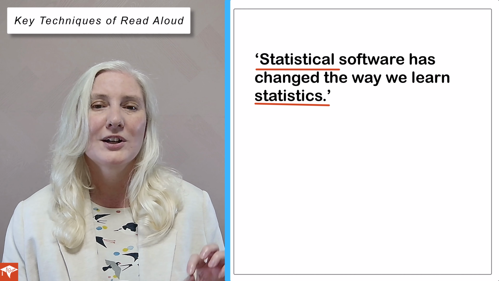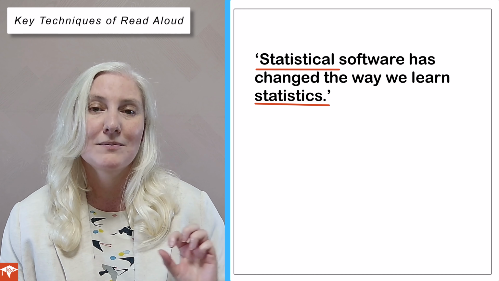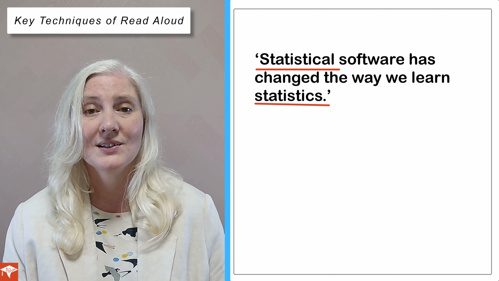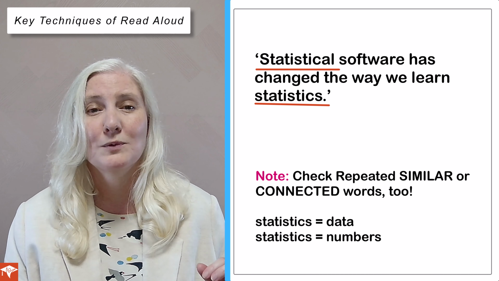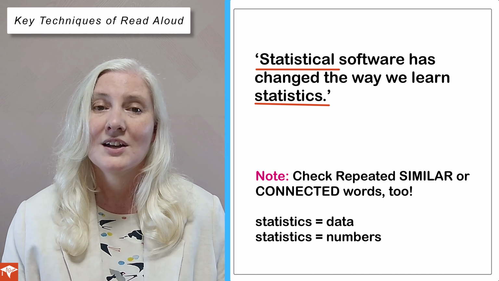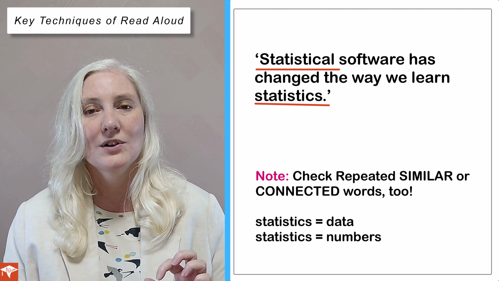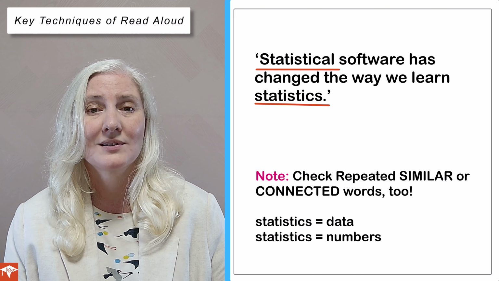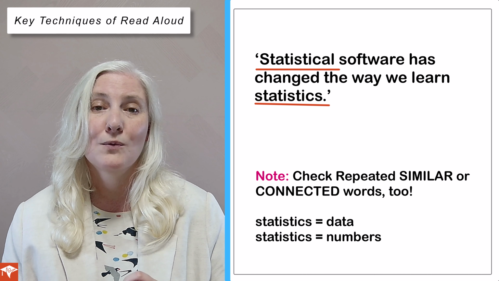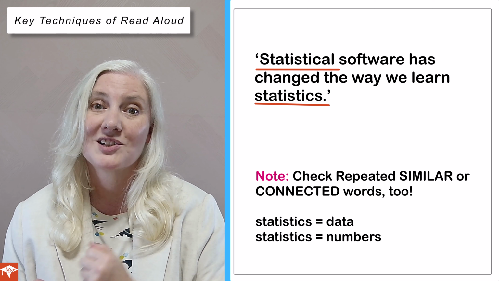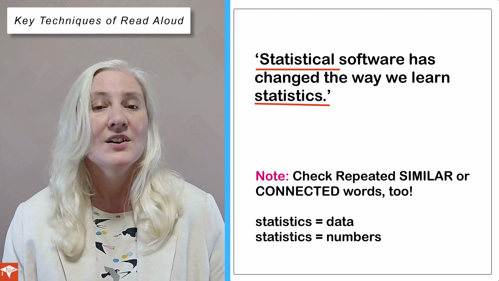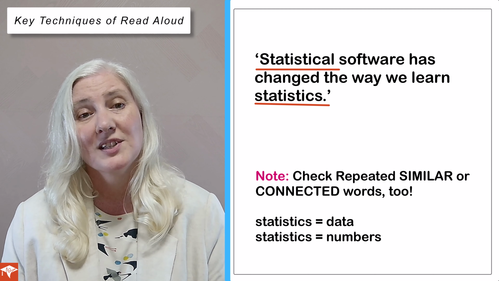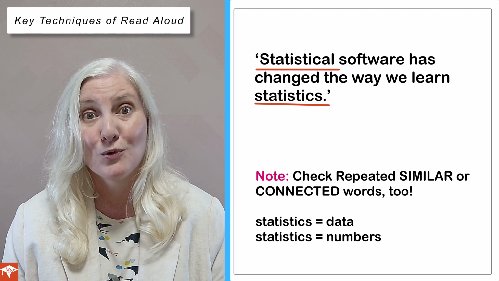Now, not every question will repeat the exact same keywords, but they will repeat words with similar and connected meanings. For example, maybe statistics would be data and numbers. So if you don't find the exact repeated words, look for similar and connected words. Those will be some keywords. Then, if you focus on those keywords as you read aloud, stress them, you'll be fine. So listen to me. The way we learn statistics. Stressing keywords just makes your rhythm sound more natural.